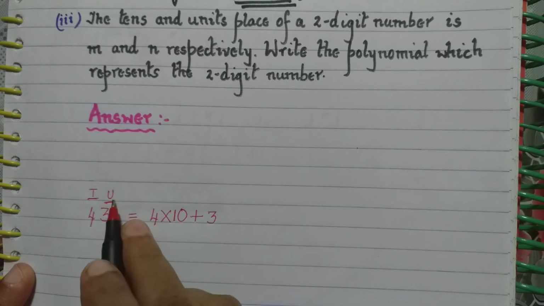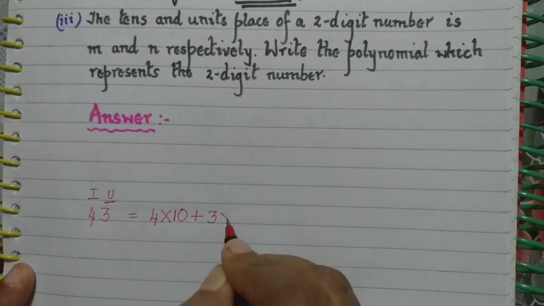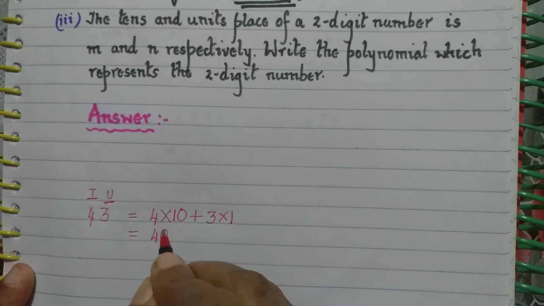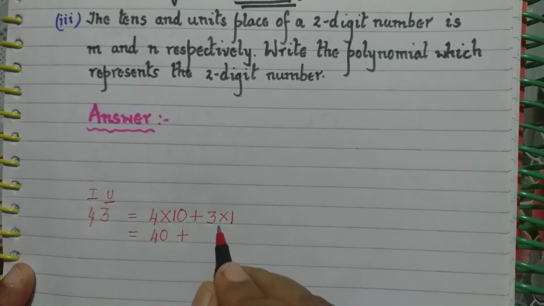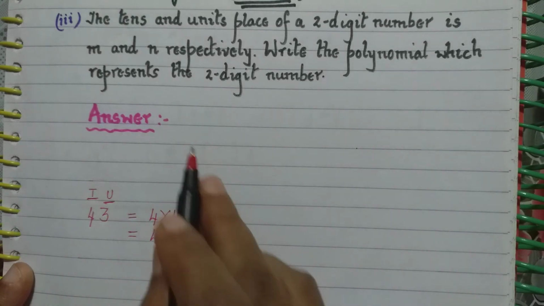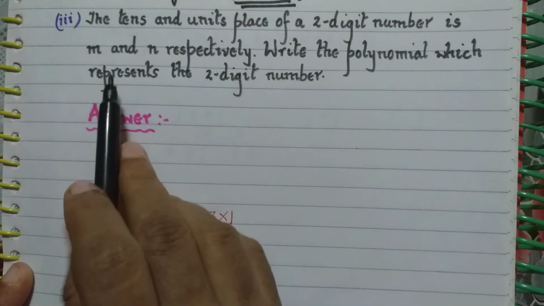Now unit is nothing but 1. So I have to multiply this by 1. So this is equal to 4 into 10, which is 40, plus 3 into 1, that is 3. 40 plus 3 is nothing but 43. So same way now I can write my answer for this.